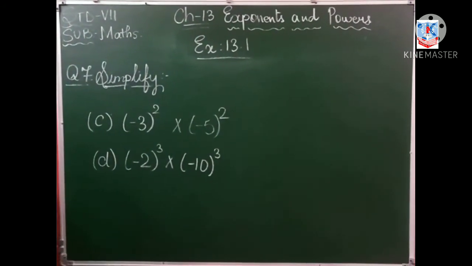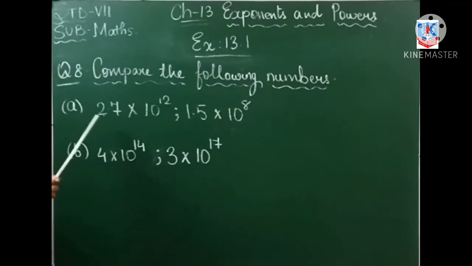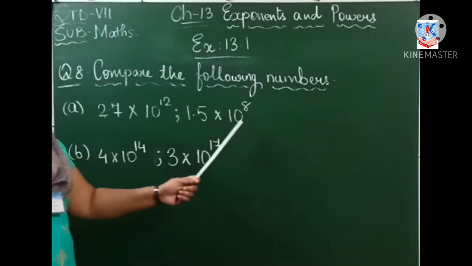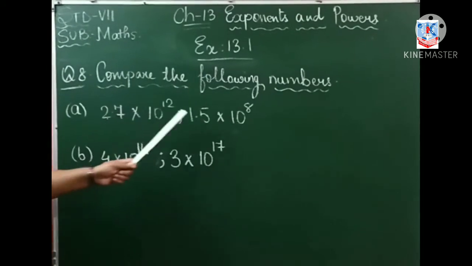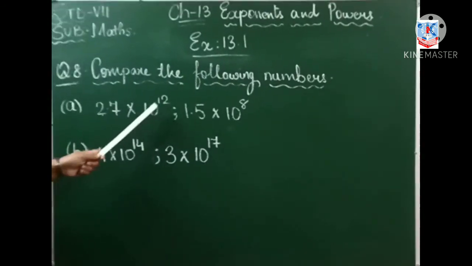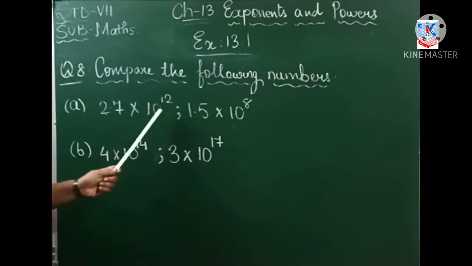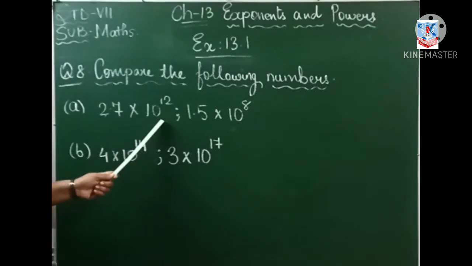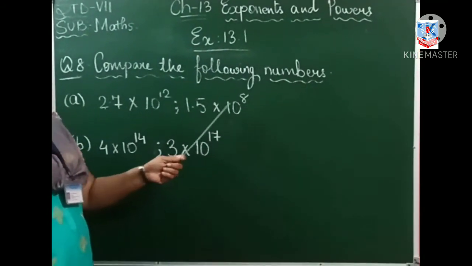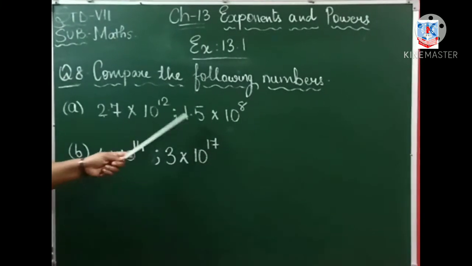This is your homework. Question number 8. Compare the following numbers. First is 2.7 into 10 raised to the power 12 and 1.5 into 10 raised to the power 8. Now here we have to compare which number is greater. 2.7 into 10 raised to the power 12 means first we multiply 10 twelve times and then multiply with 2.7. Here also, 1.5 into 10 raised to the power 8 means first you multiply 10 eight times, then multiply with 1.5.